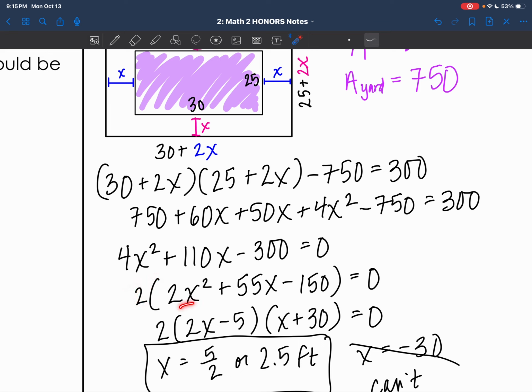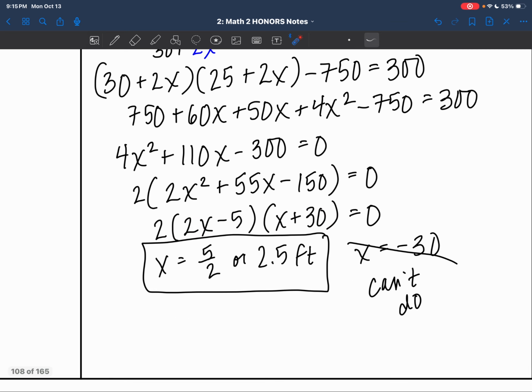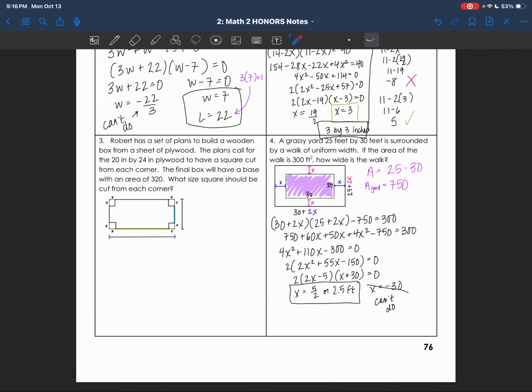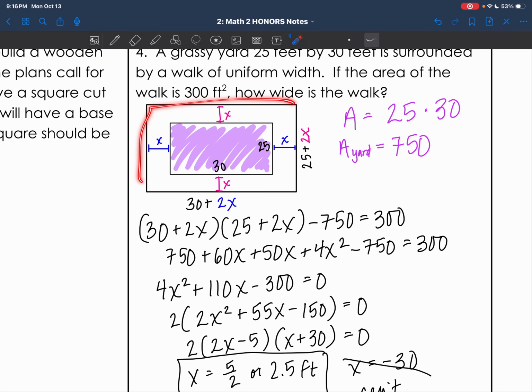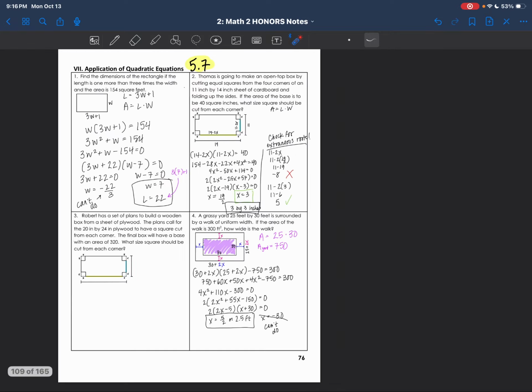And then you can factor however you choose, and break this apart into 2 times 2x minus 5, x plus 30, and don't forget that 2 up front. And then once you're done, you set them equal to 0 and solve. So one part could be 5 halves or 2.5 feet, and then here we've got a negative 30, so we can't do that one because it's negative. So that would be the final answer here. All we did was take the area of the big one minus the yard, and that gives you the walk. All right.